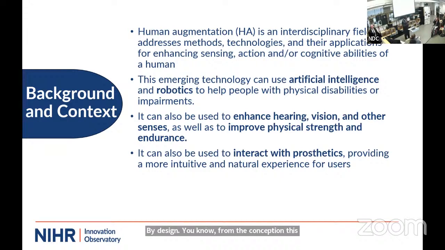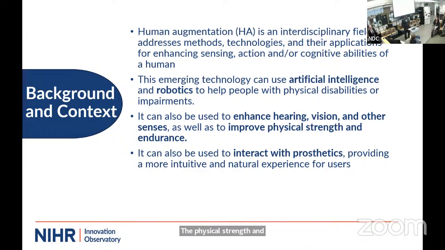They start to think about safety, because some of these technologies can be hacked, and the danger is that if somebody is using a technology that can be hacked, and somebody can change maybe the parameters, it can lead to some adverse events. So these technologies also can be used to enhance hearing, vision, and other senses, as well as to improve physical strength and endurance.